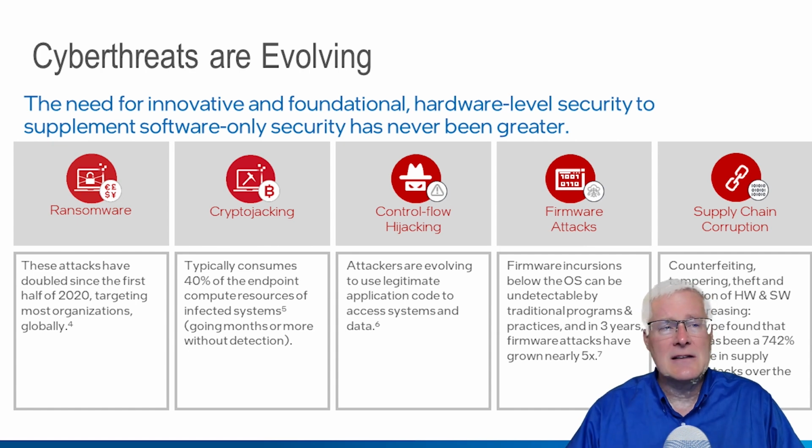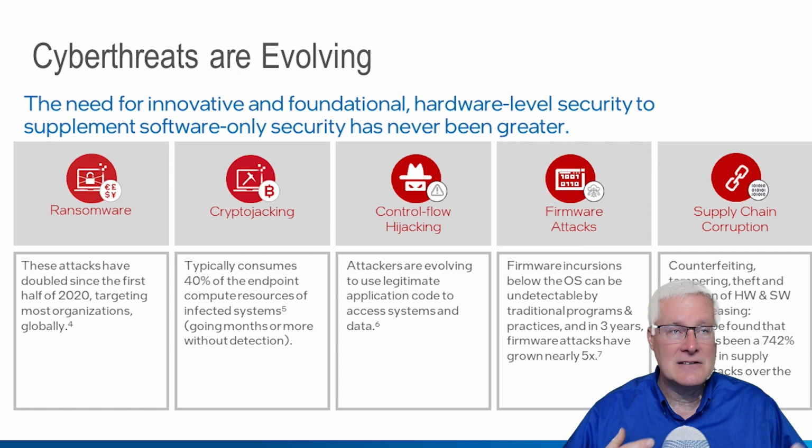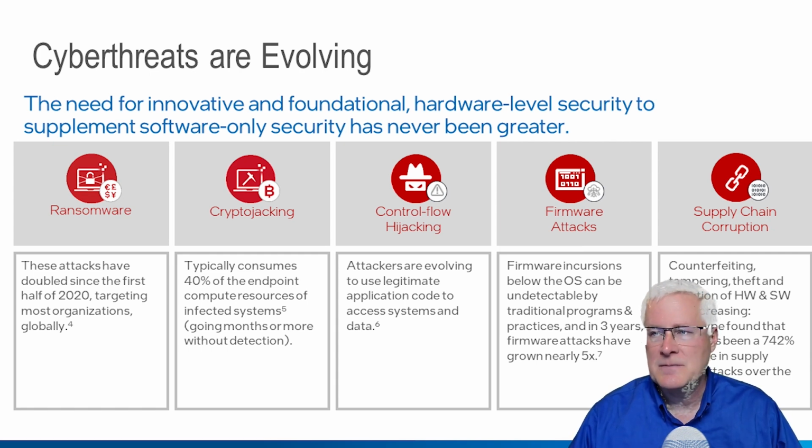Another interesting attack that we're seeing is control flow hijacking. Now, this one's an interesting one and a fairly new one. It's not that new, but we're starting to see more of it. That's where they're taking legitimate application code and accessing data inside of the system. The application is doing what it should be doing, but now it's accessing resources and sending data to other places that it normally does not. So that's a big concern, right? Because that's a way to hijack data and get data out of organizations.